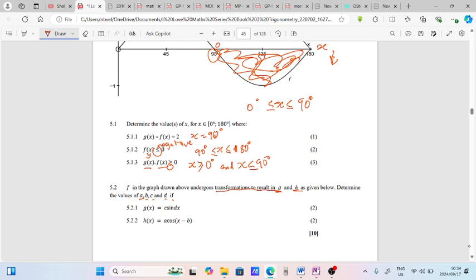Now they are saying h of x equals a cos of x minus b. And h is graph.